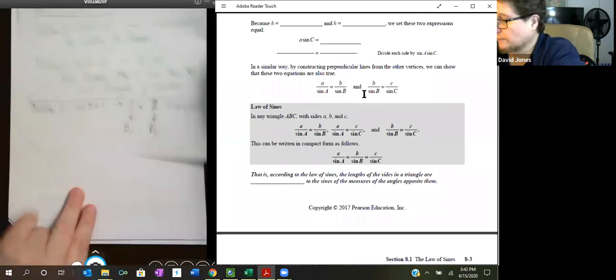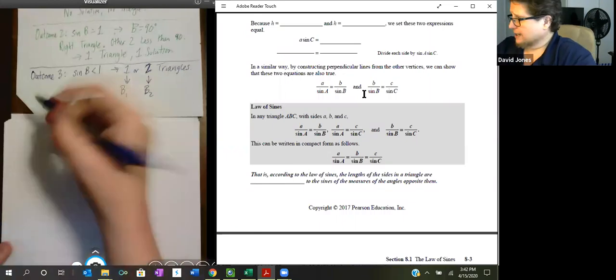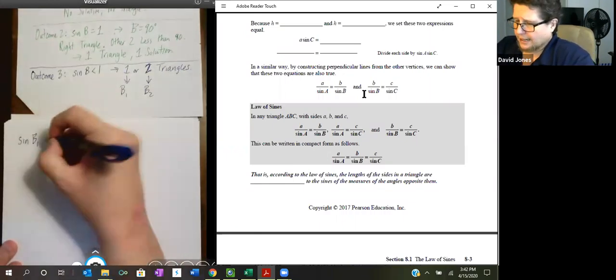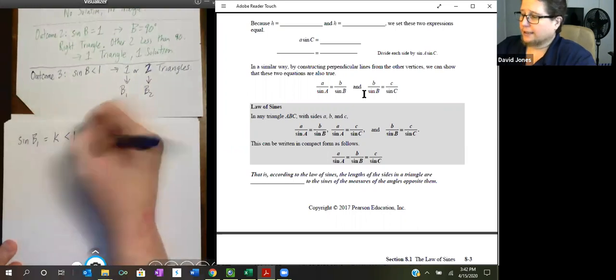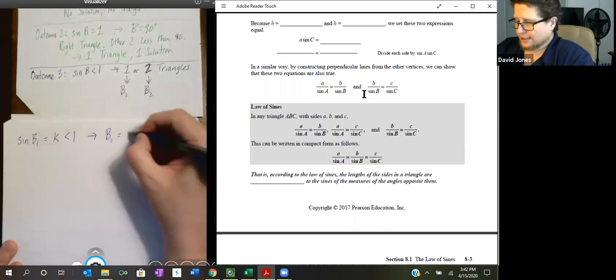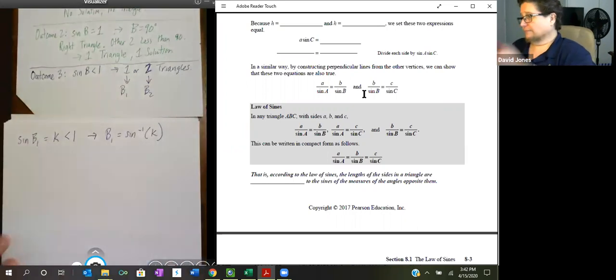Okay. So let's look at it. We'll call it sine of B1. It equals K and it's less than 1. This tells us B1 equals sine inverse of K, right?